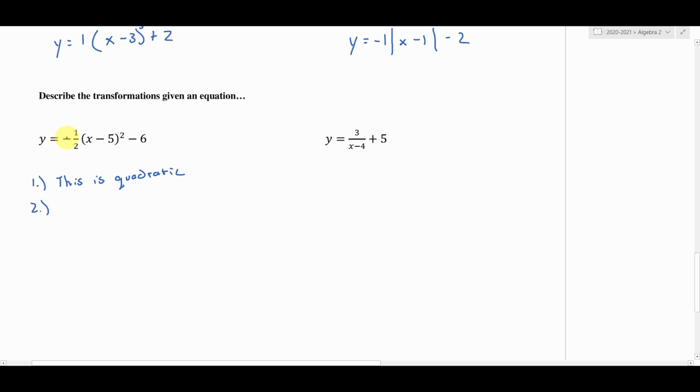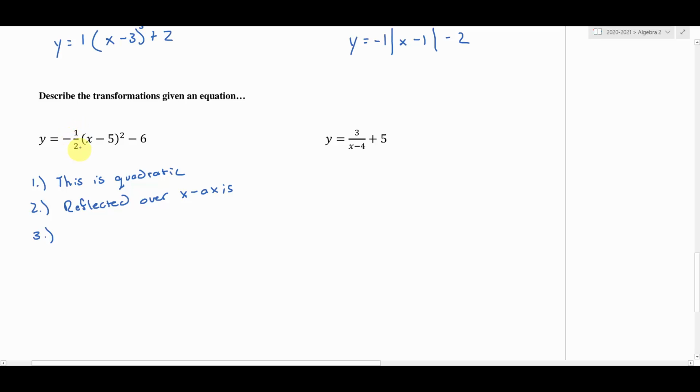And then I go here, okay, I say, well, there's a negative out front of the A, so it's been reflected. And that negative in front of the A is always going to reflect over the x-axis. Okay, so I'm trying to be specific about where it reflected as well.